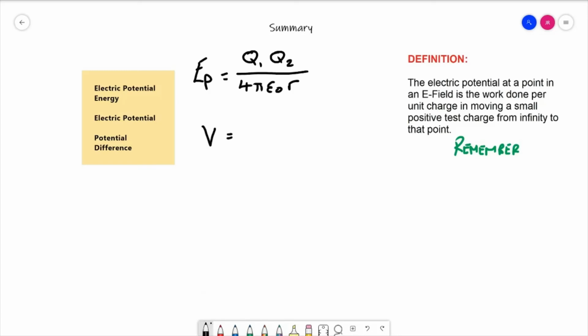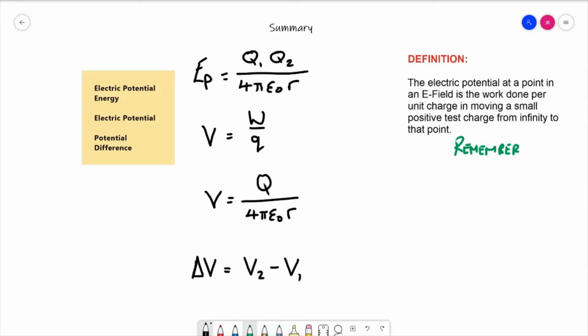Our potential then was work done per unit charge, but then we got the more specific equation of Q over 4 pi epsilon naught R. Finally then, we looked at potential difference, and we came up with the equation delta V is equal to V2 minus V1. The final thing just to remind you of is that both potential energy and potential are both scalars, and as I said, next lesson we'll have a look at how mathematically we can treat scalars and vectors differently, and how we need to treat them differently.